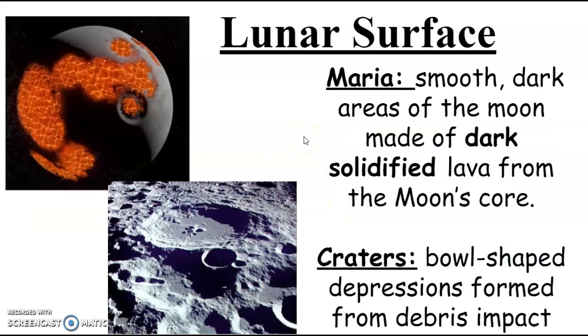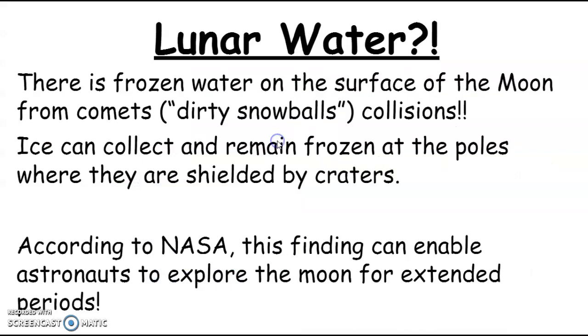The lunar surface of the moon, you've got lots and lots of craters. You've got an area called the Maria, which are smooth, dark areas of the moon made of dark, solidified lava from the moon's core. So at one time, the moon was volcanically active, but it is not at this point in time. There is water on the moon.